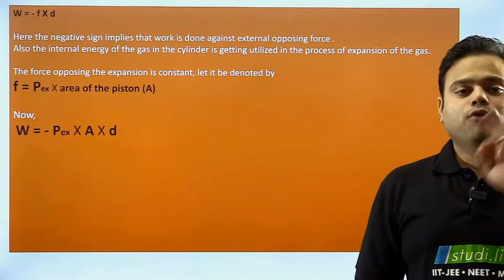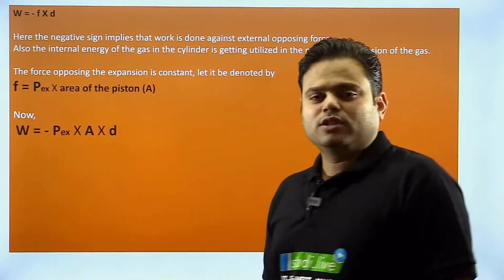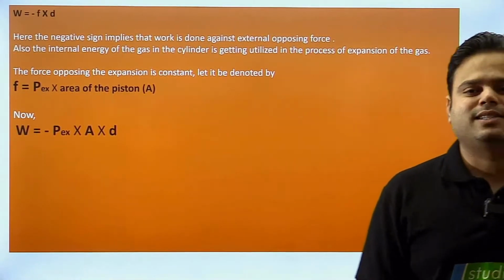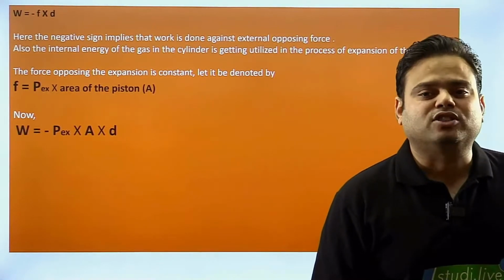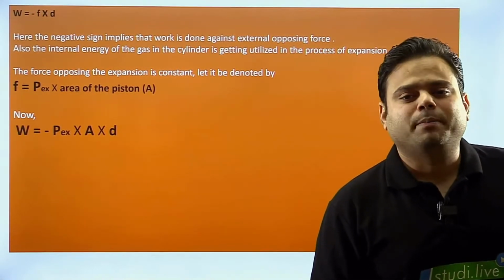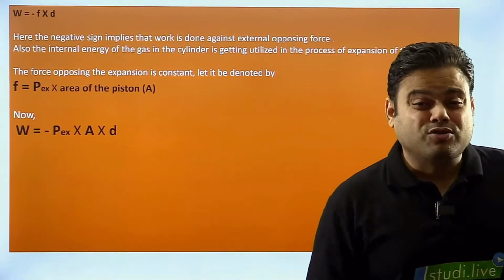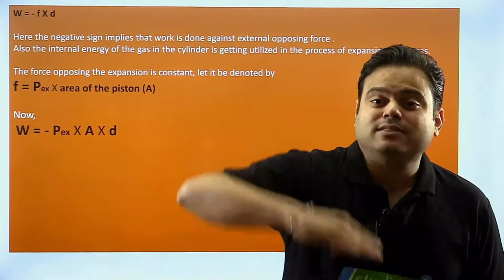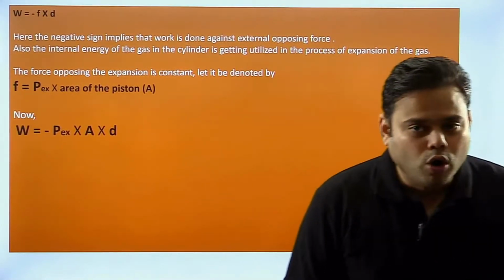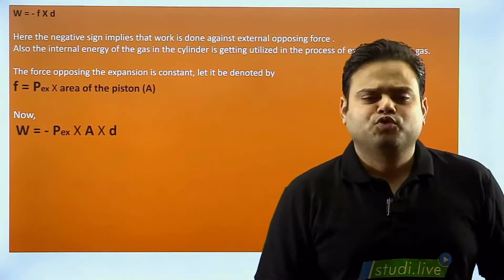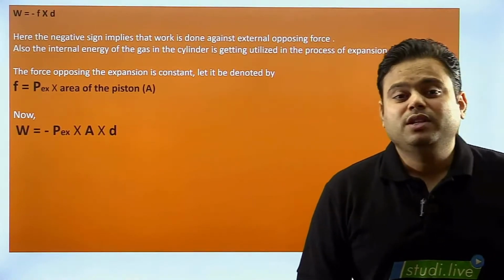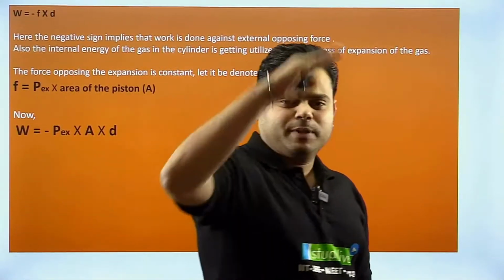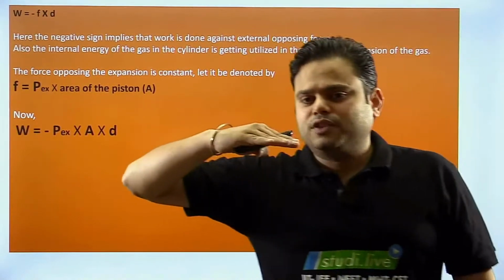Now, the force opposing the expansion is constant. Let it be denoted by external pressure, P external. PEX here indicates the external pressure which is applied on the piston. PEX also indicates the external pressure जिसको काउंटरएक्ट करके हमारा गैस एक्सपांड होगा एंड पिस्टन को ऊपर की तरफ मूव करेगा. So PEX into the area of the piston is the force which has to be applied, because the entire piston has to move up. Okay, the entire surface of the piston has to move up.